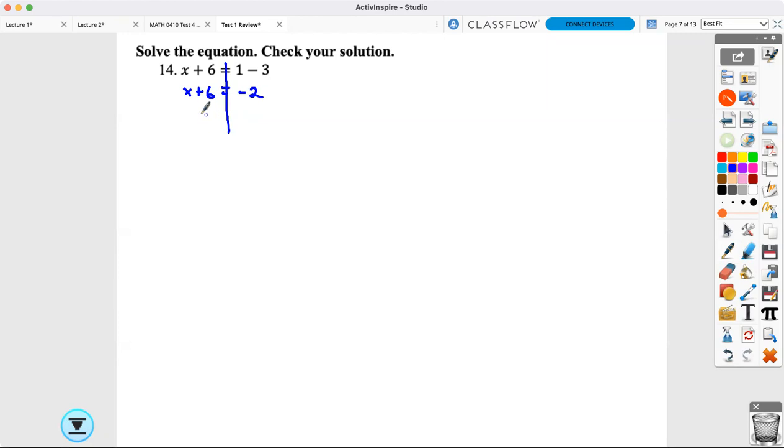Now our job is to get x by itself. So can someone tell me what's the opposite of +6 to get x by itself? Anyone? Subtract 6. Yep, we're going to subtract 6. What we do to one side, we do to the other. Cancels out. -2 take away 6 is -8. And we're done.